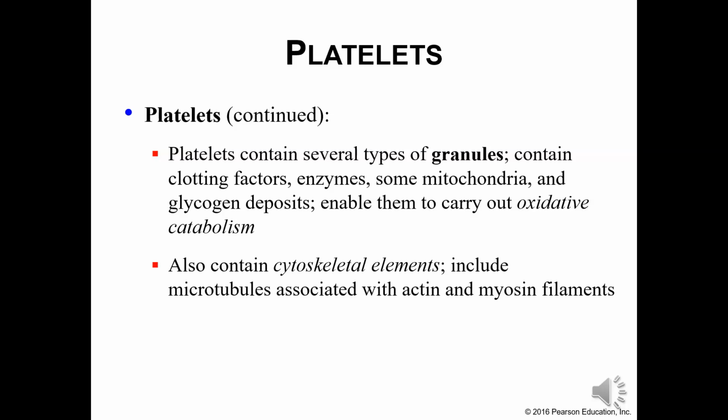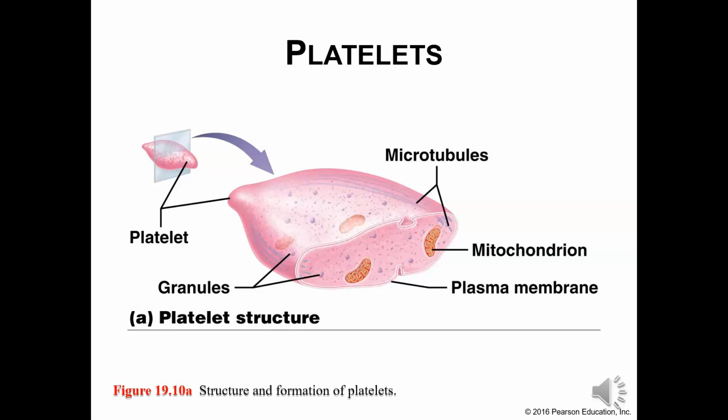They also contain cytoskeletal elements, which include the microtubules associated with actin and myosin filaments, because we're going to see that once the platelets aggregate, they form these plugs that initially seal off a blood vessel once the blood vessel wall is fractured or injured. So this is what a platelet looks like with its mitochondria and granules, glycogen granules. Here's the plasma membrane, but very small. Those are the little purple structures within the plasma.